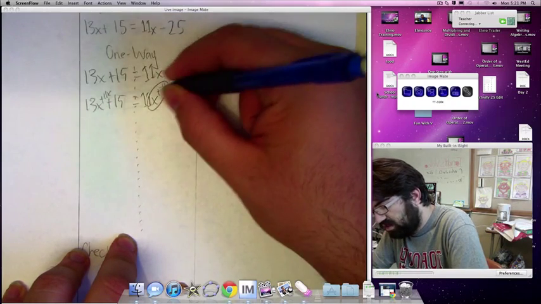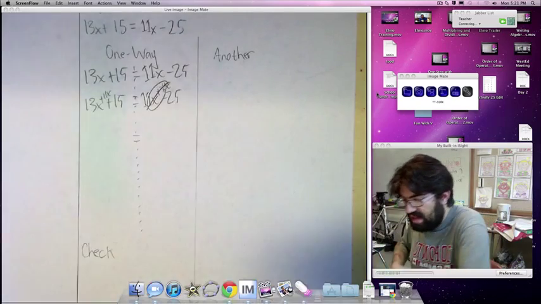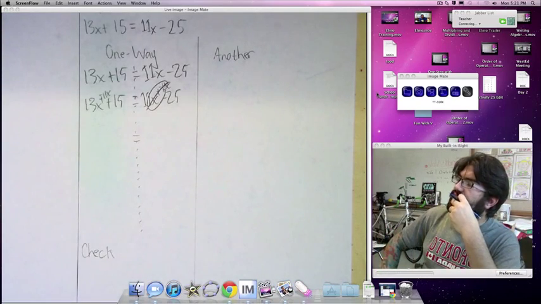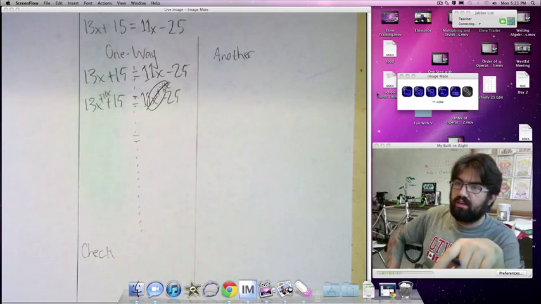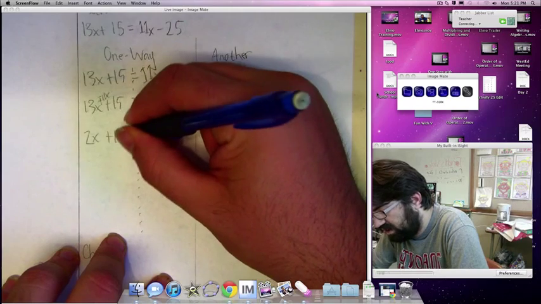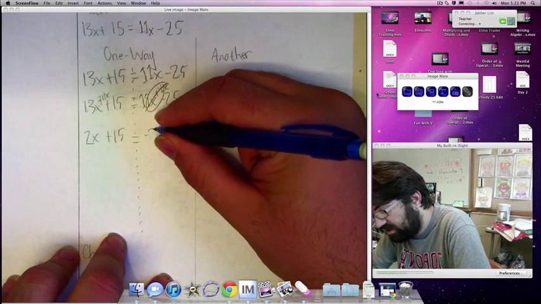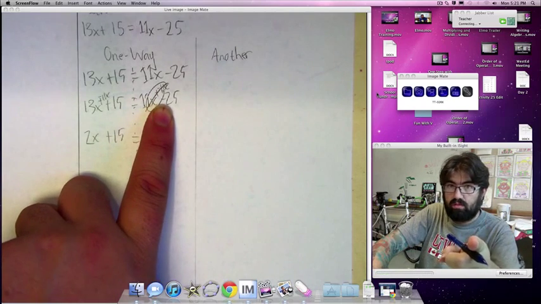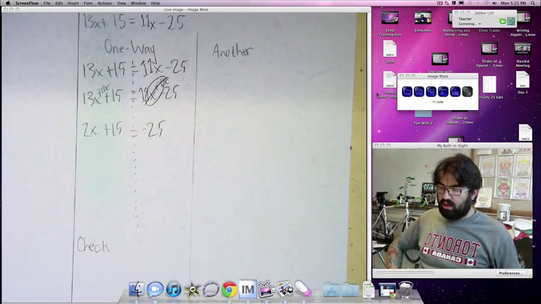Well, this is equal to 0. Negative 11. So 13 plus negative 11, 13 positives, 11 negatives, should be 2x plus 15. It's equal to negative 25. Don't lose that negative. Don't lose it. Okay. Now let's solve it.